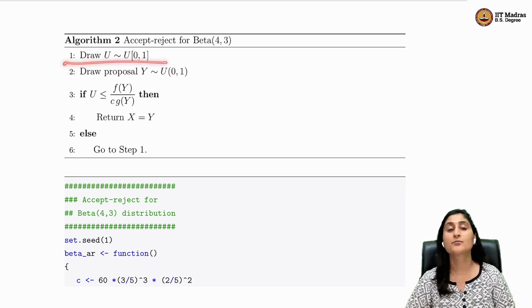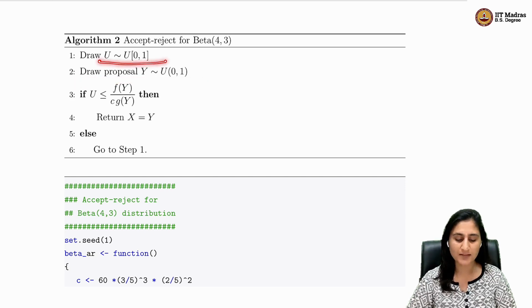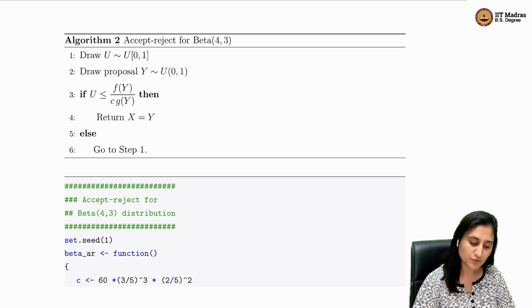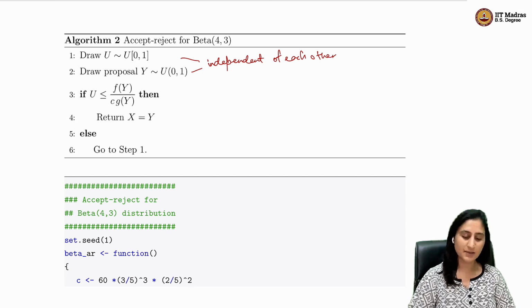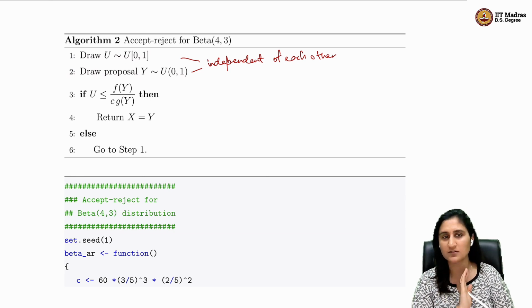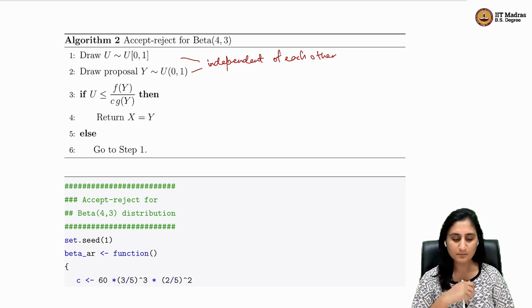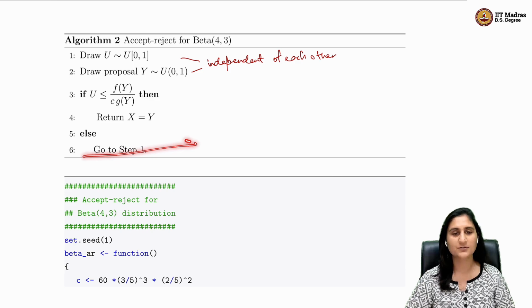Okay. So in this case, if I were to implement the algorithm, I draw U from uniform 0, 1. This is the uniform check. And then I draw the proposal value Y from uniform 0, 1. So the first one, sorry, is a U, second one is a Y, and these two should be independent of each other. Which means I can't use the same uniform draw in this step and this step. These have to be two separate and independent uniform draws. They shouldn't have anything to do with each other because we actually use the independence in our proof of accept reject as well. Now, again, if U is less than or equal to this ratio, then X is equal to Y, else go to step 1.